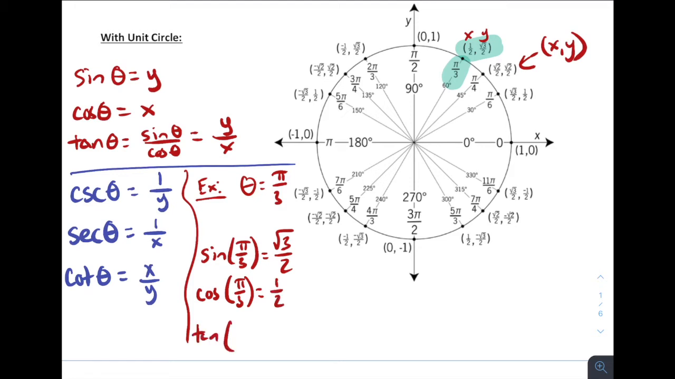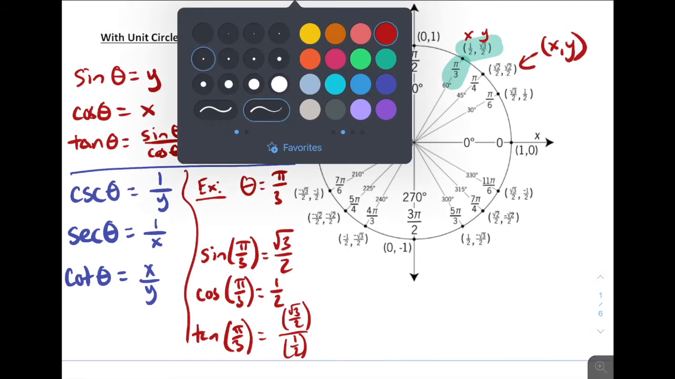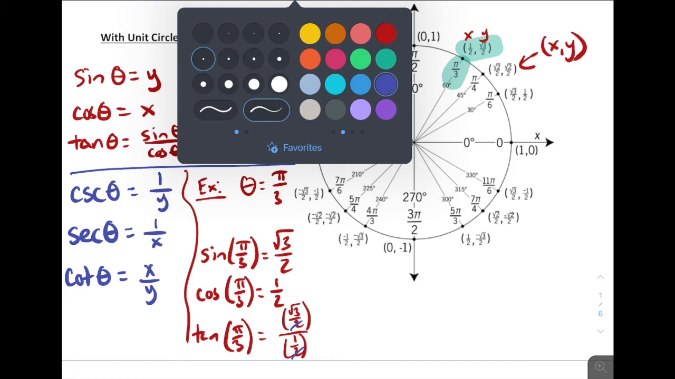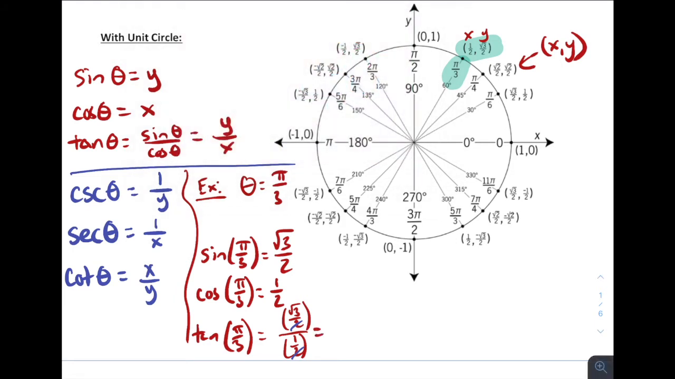If I want to do the tan of pi over 3, that's going to be equal to the sine divided by the cosine. So in this case, that's going to be root 3 over 2 divided by 1/2. And how would we simplify that? Well, those 2's would cancel each other out. So this is the square root of 3 divided by 1, which is just going to be equal to the square root of 3. So that's what tan of pi over 3 would be.